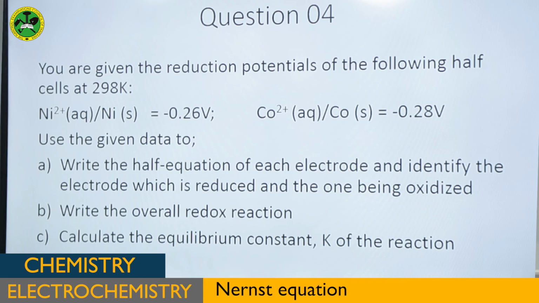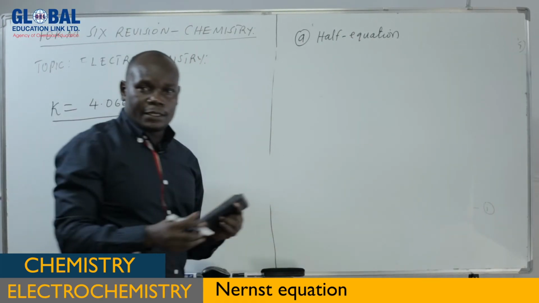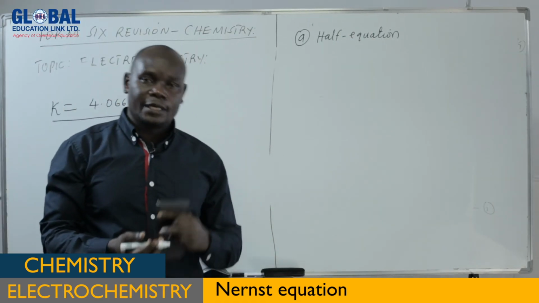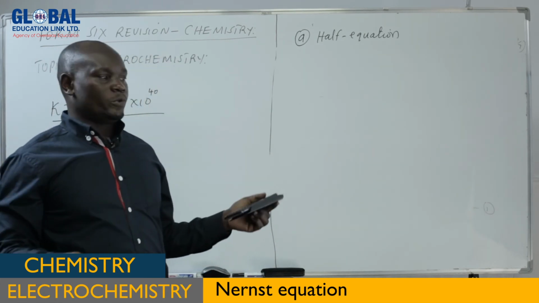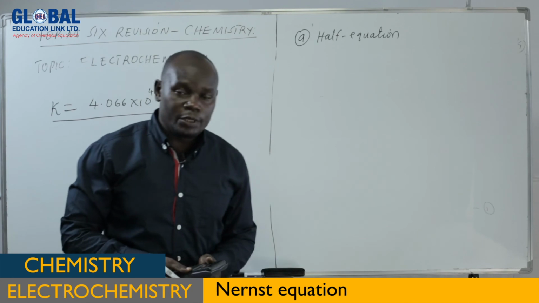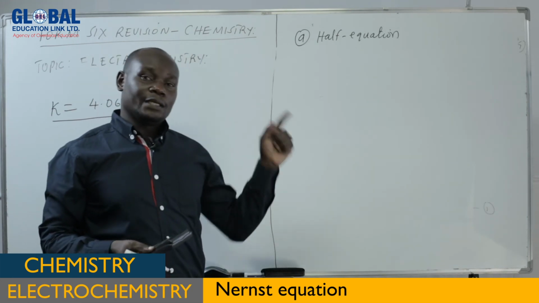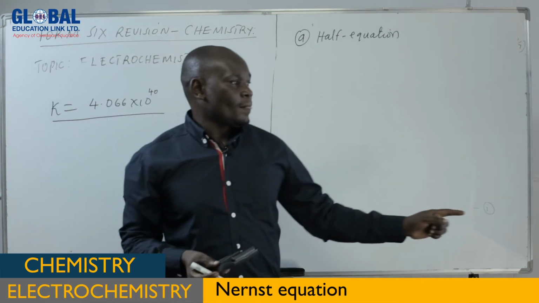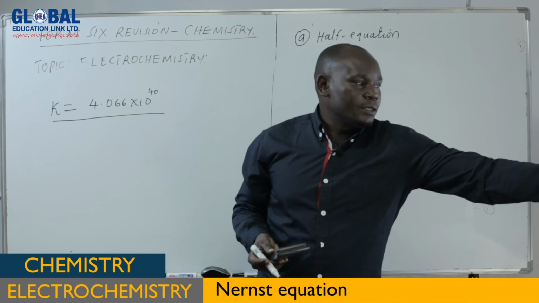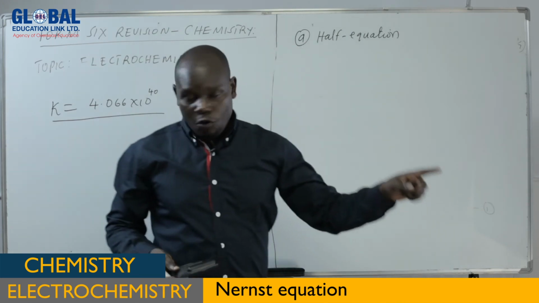half equations of the cell, you have to write the oxidation half equation and the reduction half equation. So which undergoes oxidation and which will undergo reduction? The one with the more negative is the one that undergoes oxidation, and the one with the less negative is the one that will undergo reduction. So here, cobalt is the one with the more negative, so it's the electrode that will undergo oxidation.